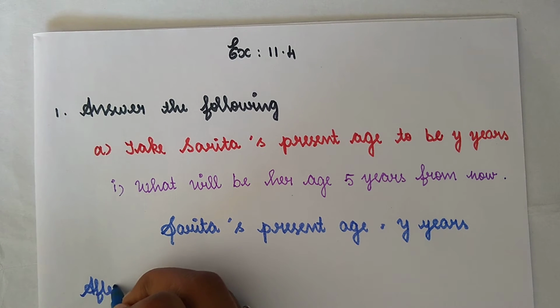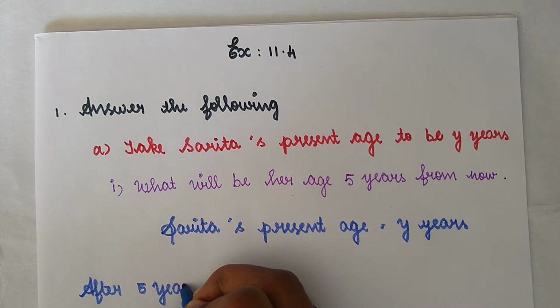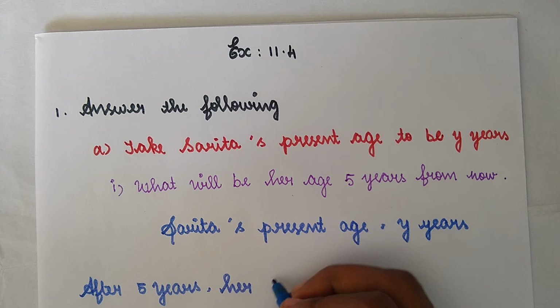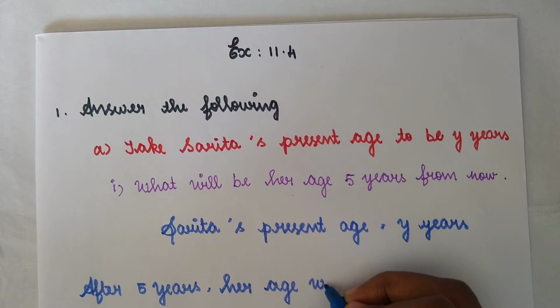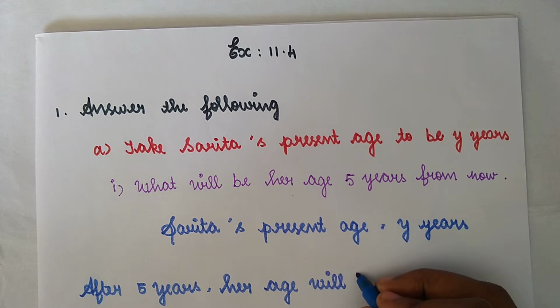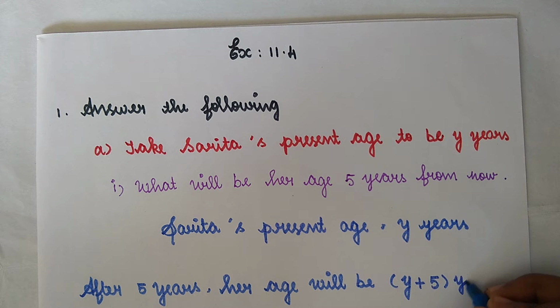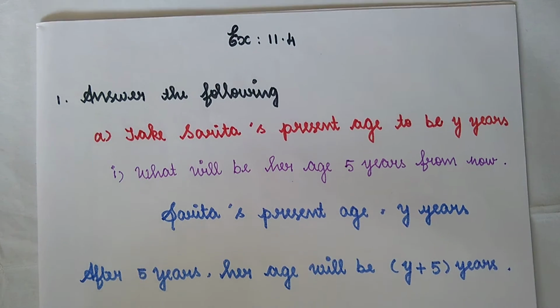After 5 years, Sarita's age will be, we have to add these two. So present age plus 5 years. This is her age after 5 years.